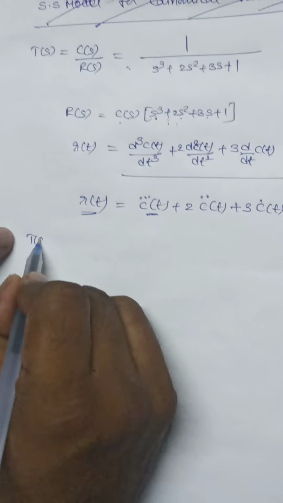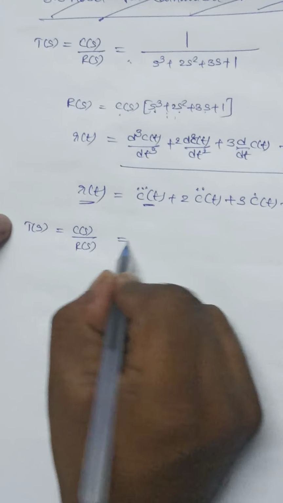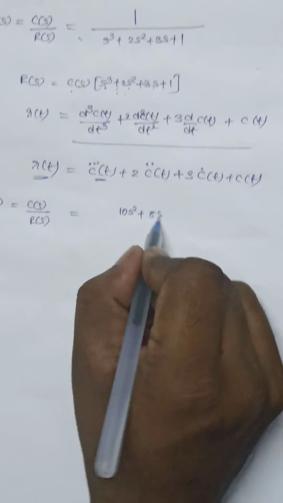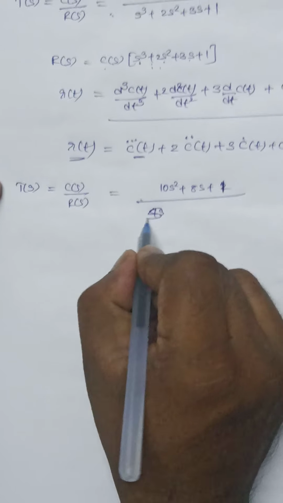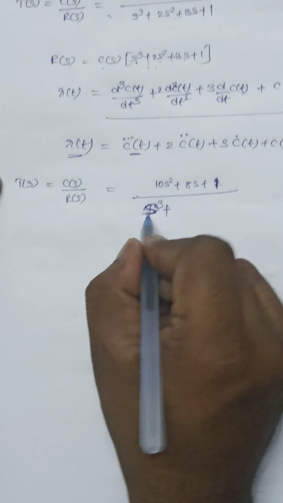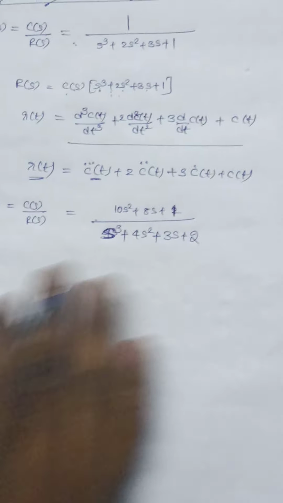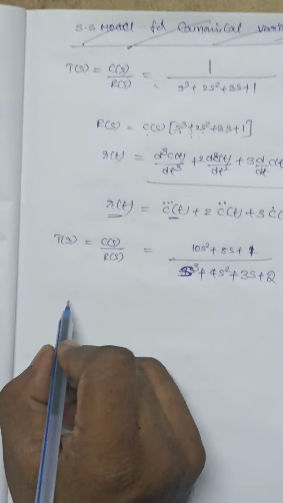Next, suppose the transfer function T of s is equal to C of s divided by R of s is equal to (10s square plus 8s plus 1) divided by (s cube plus 4s square plus 3s plus 2). Suppose this is the transfer function. For this type of transfer function, how do we find the state model?